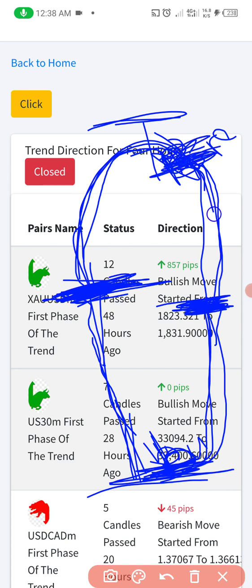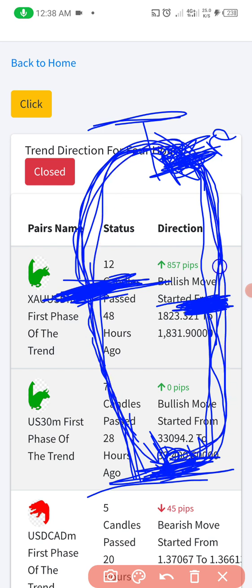First phase of a bearish move will get to a last phase of what? A bearish move. From the last phase of a bearish move, we'll get to what? The first phase of a bullish move. So it's like a circle. You understand? Forex moves in circles. But it takes time. You will not see it clearly, but that is how it moves.